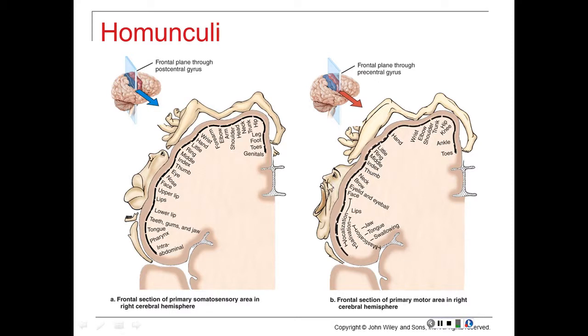Likewise here, you have the homunculi for the motor neurons. So you have many, many motor neurons dedicated to your hand, many, many motor neurons dedicated to your mouth and throat for vocalization, salivation, etc.